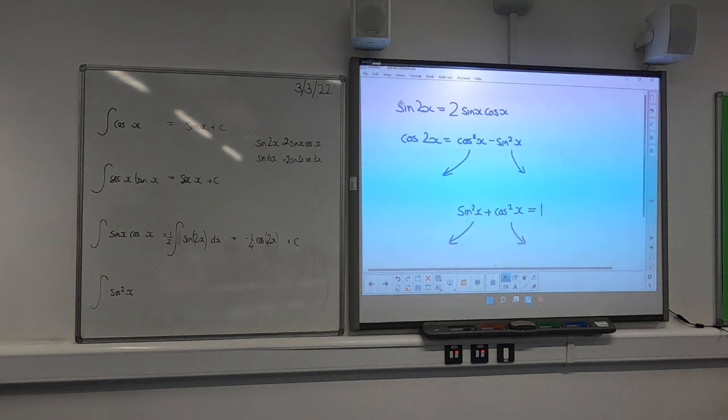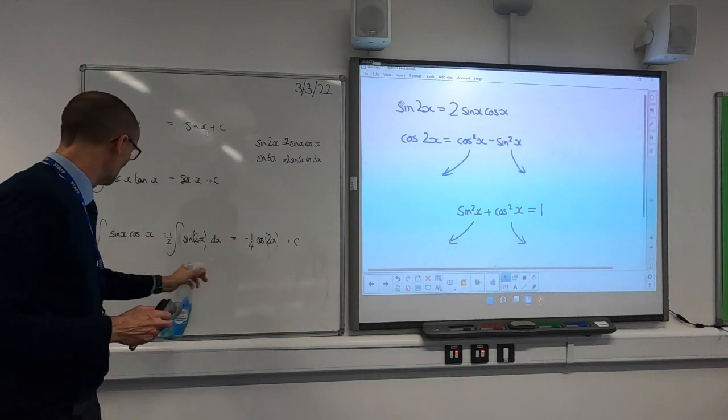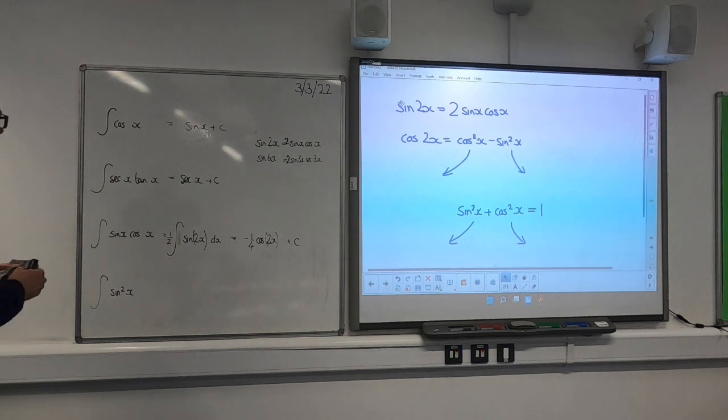Try and do that without looking at your ILF trig sheet if you've got it with you. If you haven't, well, you can't. So this is good practice for how we've remembered those identities.